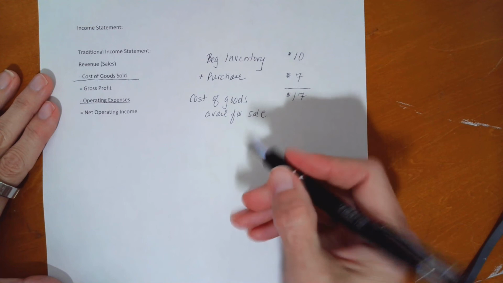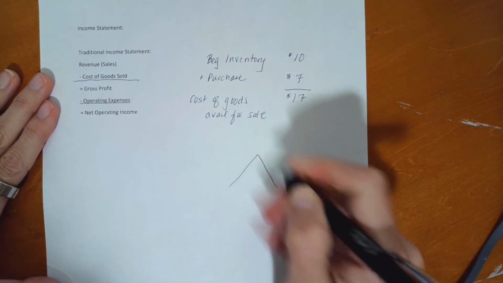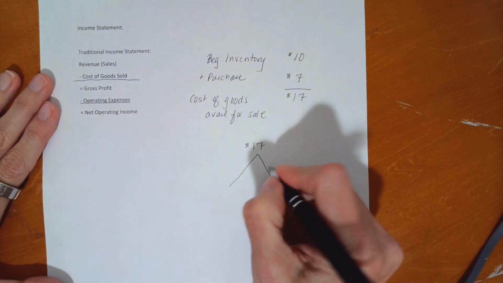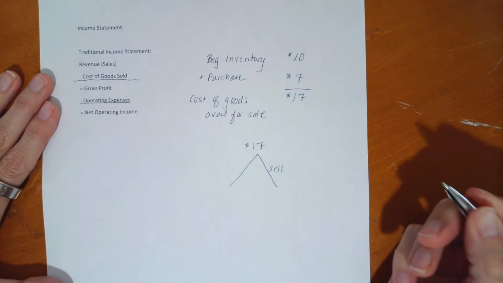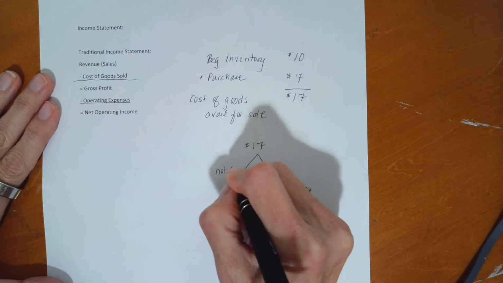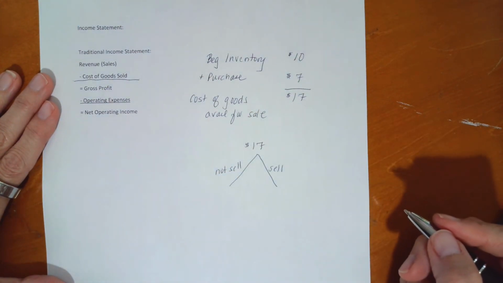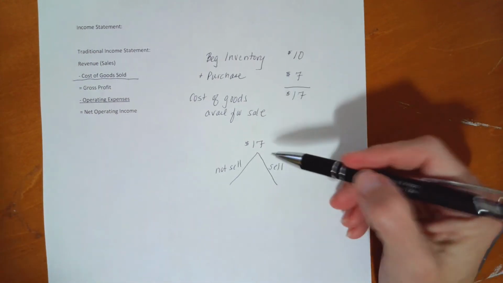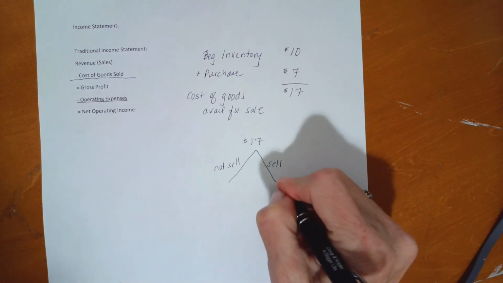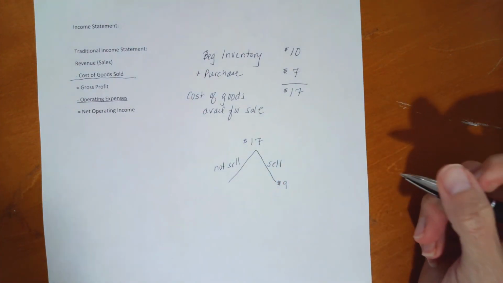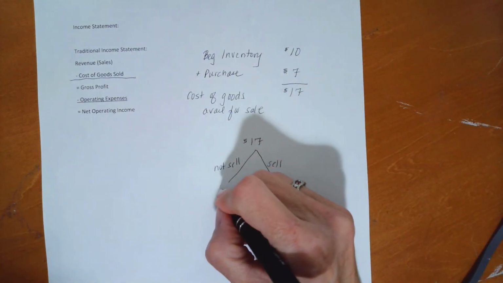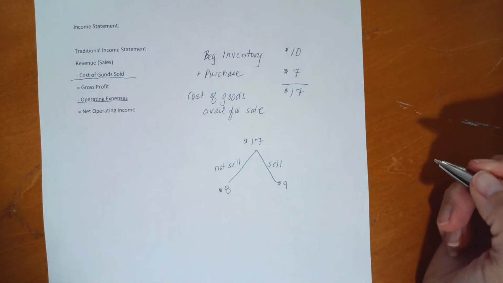And one of two things can happen. So I'm just going to do this. I have $17 in inventory that I could sell. You're either going to sell some of it and not sell some of it, okay? Now we could also have theft or breakage, but we're going to ignore that for now. So let's say you sell $9 worth of that, okay? How much did you not sell? Well, that means you didn't sell $8 worth, okay?